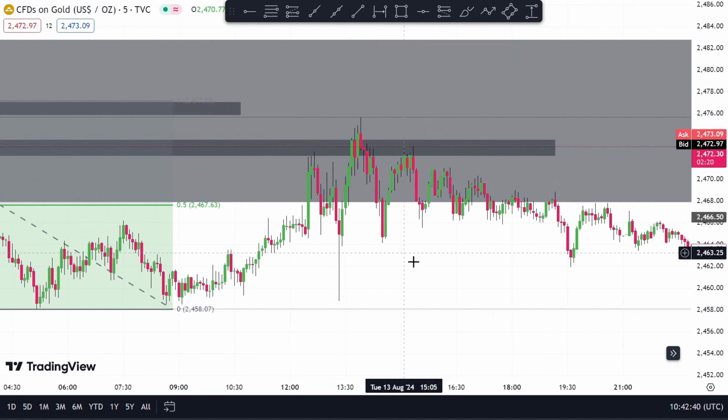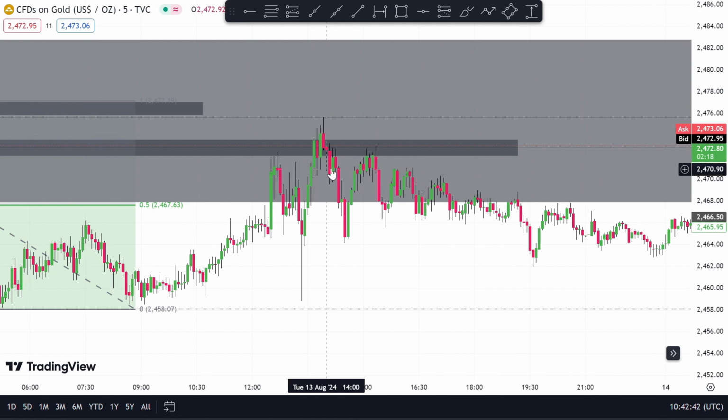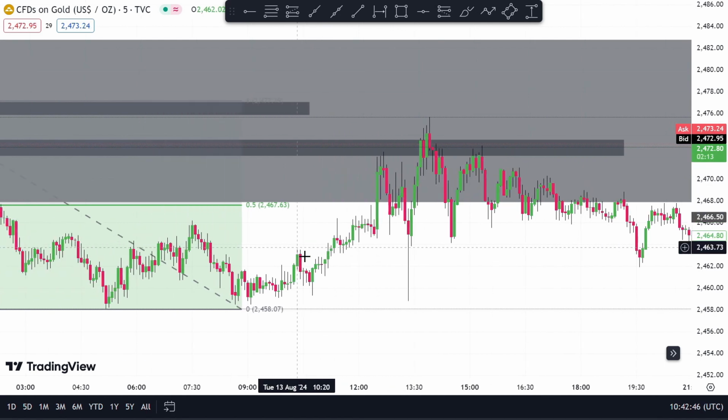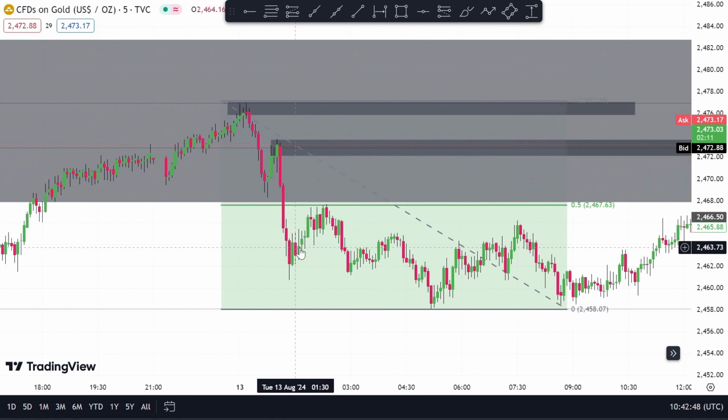Now, the first time price has come testing it. All right, but I noticed something. Do you know the reason why I haven't taken this trade? Because, number 1, I have my extreme supply zone at this point.